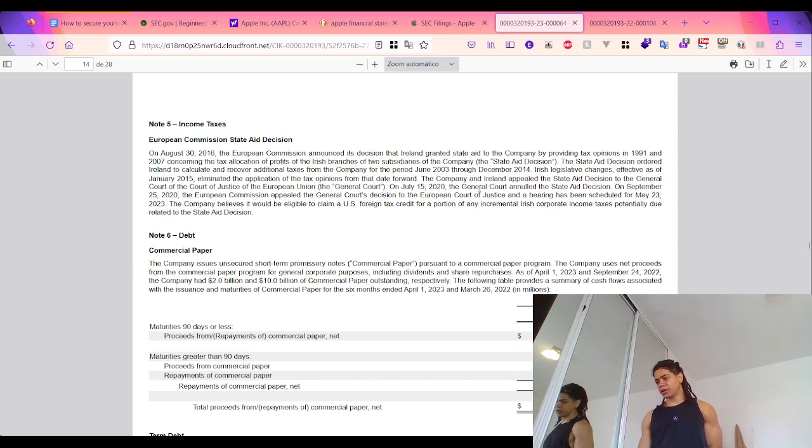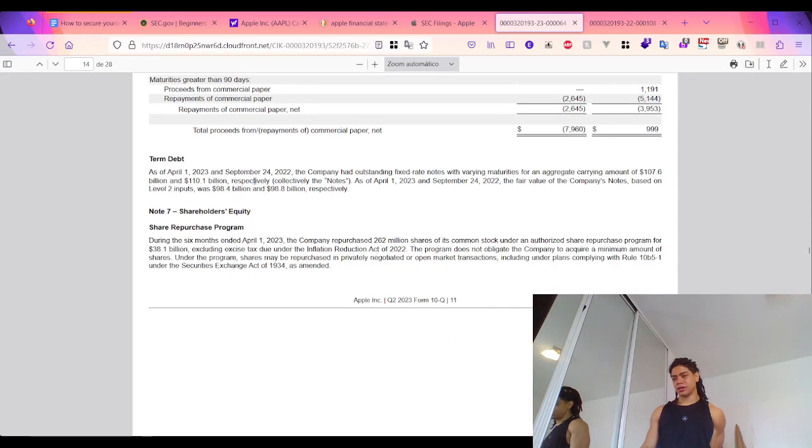On July 15, 2020, the General Court annulled the state aid decision. On September 25, 2020, the European Commission appealed the General Court's decision to the European Court of Justice, a hearing that has been scheduled for May 23, 2023. The company believes it will be eligible to claim U.S. foreign tax credits for a portion of any increment in Irish corporate income taxes potentially due related to the state aid decision. So Apple's fiscal address is in Ireland.